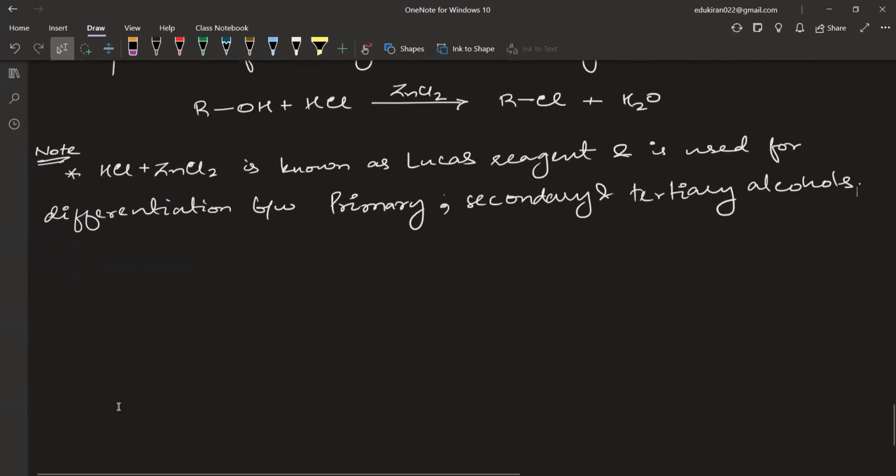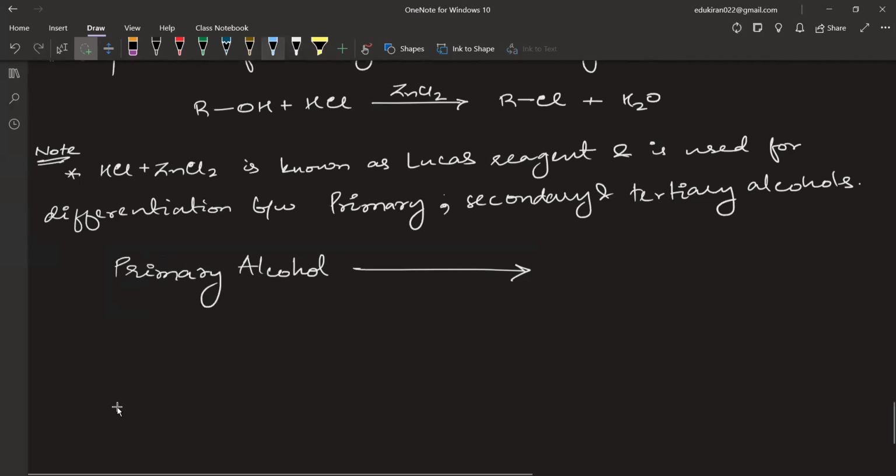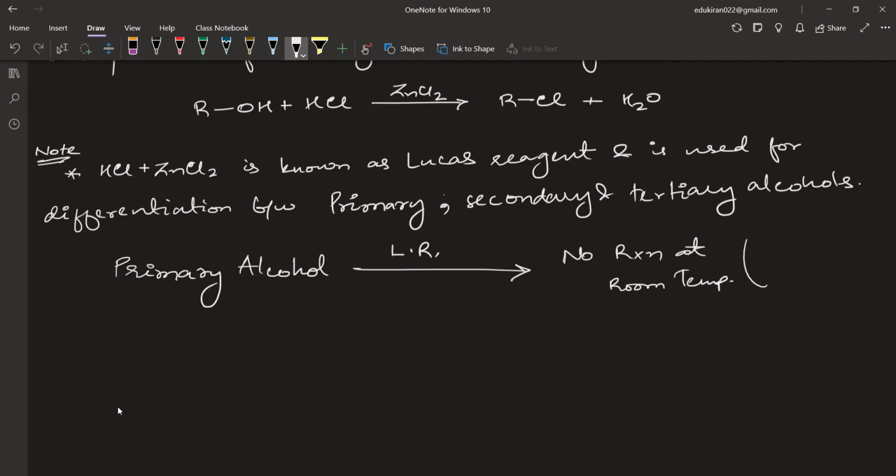Okay, so what does it do? Lucas reagent, HCl plus ZnCl2. If you have a primary alcohol, what type of alcohol do we have? We have a primary alcohol. And if you react this with the Lucas reagent, that is HCl plus ZnCl2, it will give me white precipitate only if we heat it, but at room temperature it will give me no reaction. Right, no reaction at room temperature. Okay, in bracket you will write white PPT on heating.